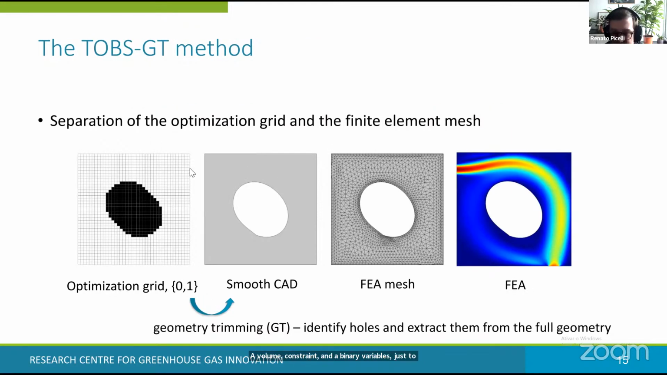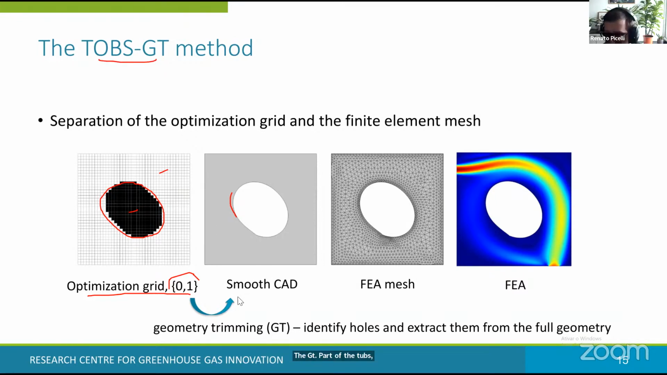So the main idea of the method is this one, the key idea. We have a fixed optimization grid, which provides us a 0-1 solution with the TOBS. We identify and extract the contour of this solution. Again, like I said in the first slide, black is solid and white is fluid. The contour is smoothed, and we trim out of it the solid part. So that's why we call it geometry trimming, the GT part of the TOBS-GT method.